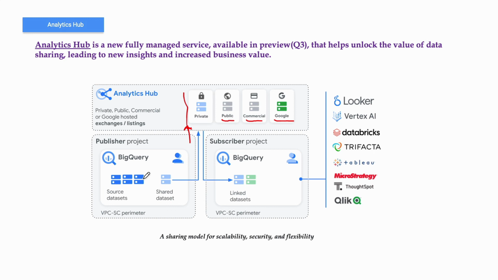Because you can define your data in terms of private, public, commercial, or different categories, you can control and monitor how that data is being used, because data is shared in one place. It's a self-service way to access valuable and trusted data assets, including data provided by Google. And also, I think the biggest use case of this will be data monetization.